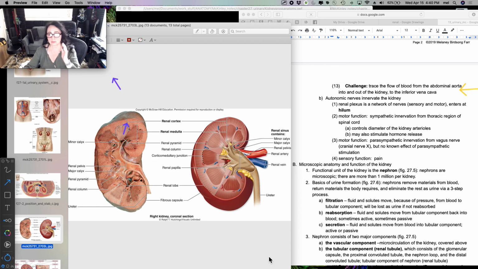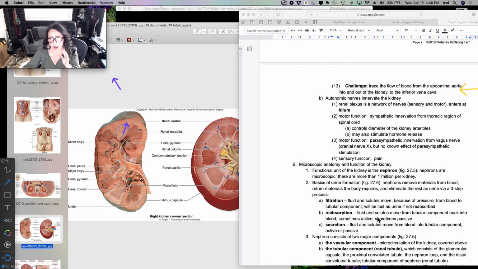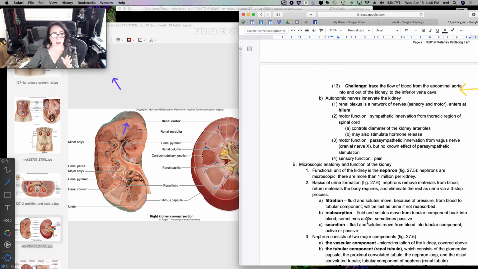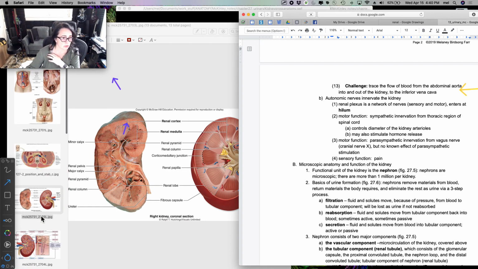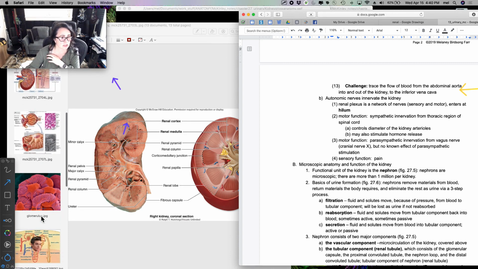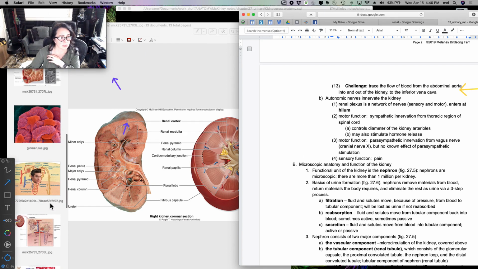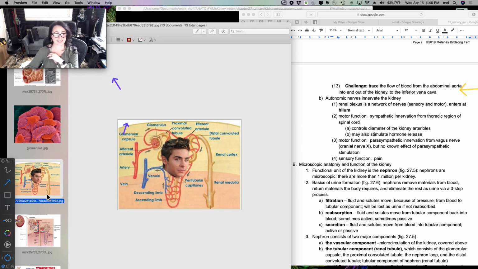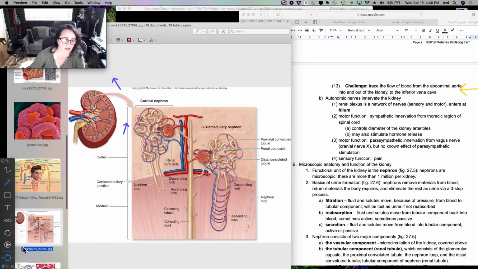Okay, so I want to talk about the microscopic anatomy of the kidney and a little bit about the function of the kidney. So let's go to our friends, the nephrons, in a little bit more detail. Here's Zach Nephron. And then here's a couple of different kinds of nephrons.